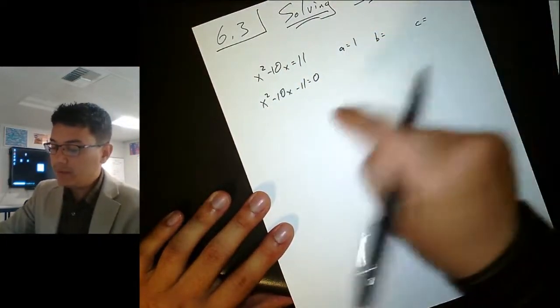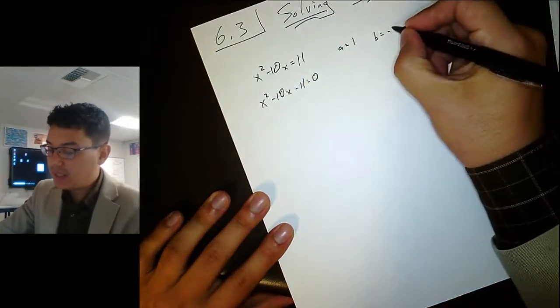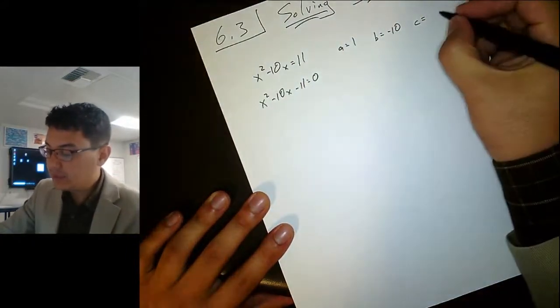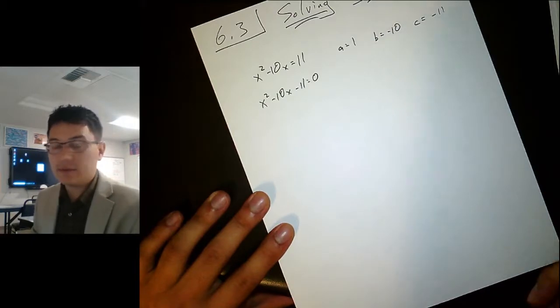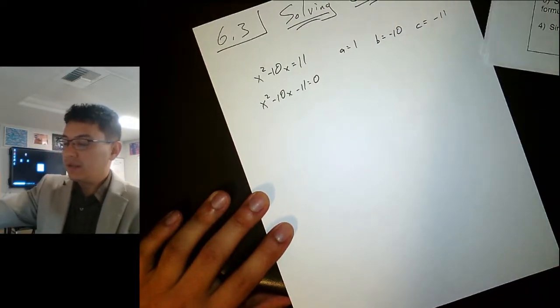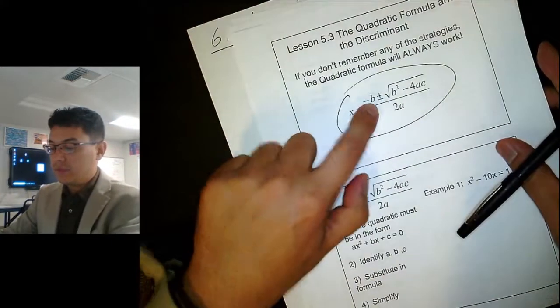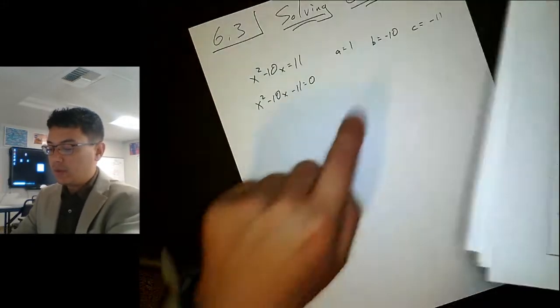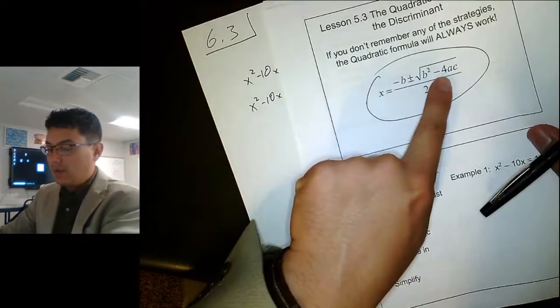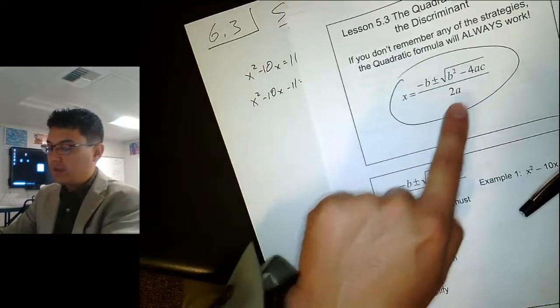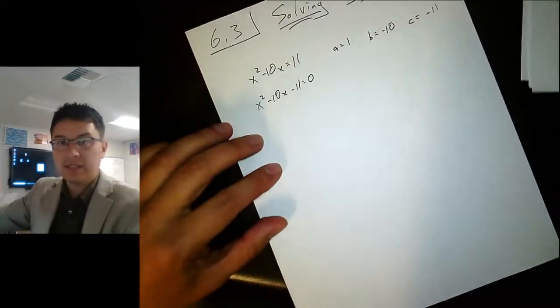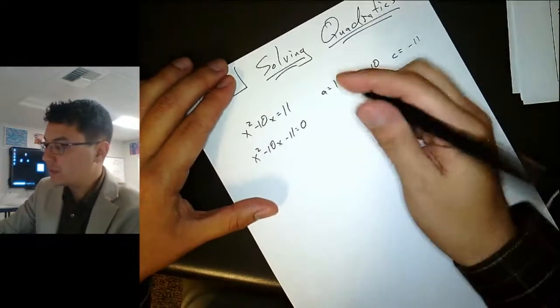a is equal to 1. b is equal to negative 10, and c is equal to negative 11. Plug everything into our formula here. Again, we have negative b, so wherever we have a b, we're going to put in negative 10. Everywhere we have an a, we put in 1. Everywhere we have a c, we will put in negative 11. And we'll go ahead and plug all those values in really quick.